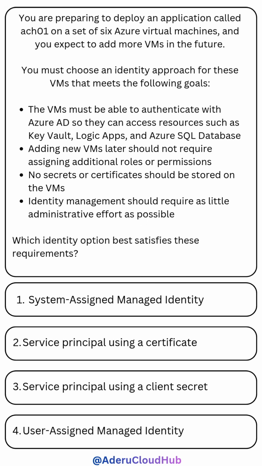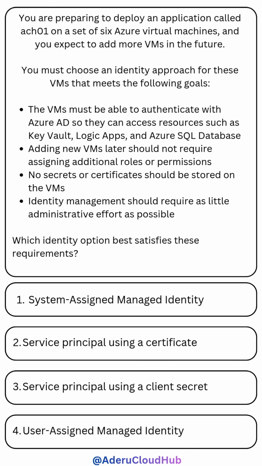Next one is service principal using a certificate. It requires certificate creation, rotation, and storage, which is more administrative overhead, and the certificate needs to be stored somewhere else. This is not meeting the condition. This is also not a correct answer. Next one is service principal using a client secret. It also requires secret storage and rotation, and the secret must be stored within the virtual machine. It is violating our condition. This is also not a correct answer.